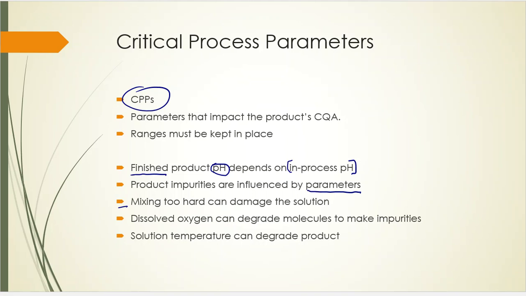So, some of these examples: mixing too hard. You can actually damage that material. You can damage the intended use of that. If I don't take care of dissolved oxygen, well, dissolved oxygen is going to be good in the beginning, in the upstream area of the process, but as this material makes it more downstream, we get a problem.